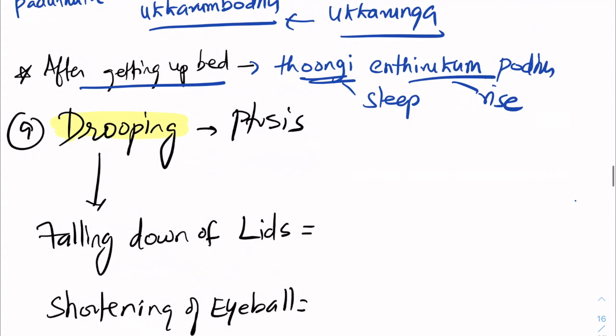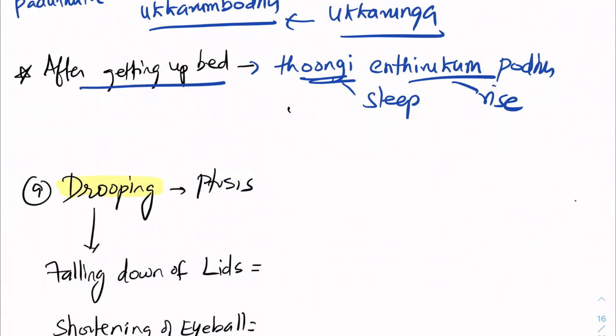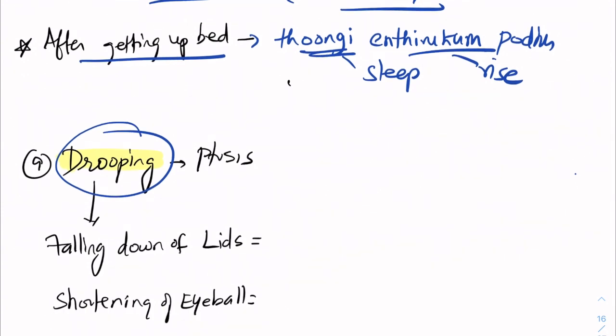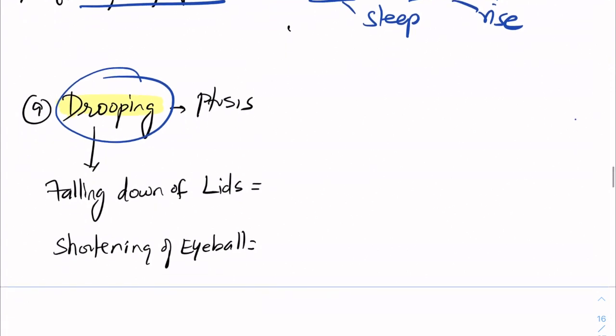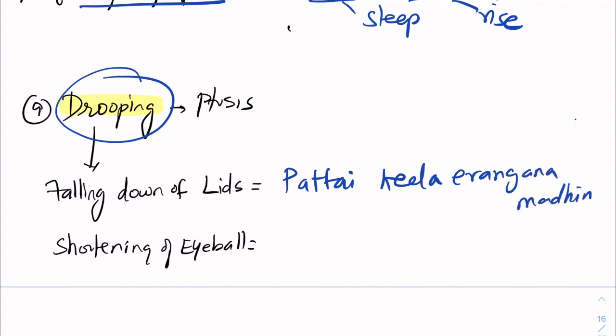Next, moving on to drooping or the ptosis part of it. Okay. See, a patient can describe drooping in two ways. Either there's going to be this falling down of lids, that's the actual ptosis, blepharoptosis, or drooping down of lids. Other people will actually experience this shortening of eyeball. It's not actually that the eyeball is shortened, but because of the drooping of the lids, there's an apparent, small sized eyeball. So, falling down of lids is called pattai keela irangana madiri. The madiri means always like. Okay, pattai means lids.